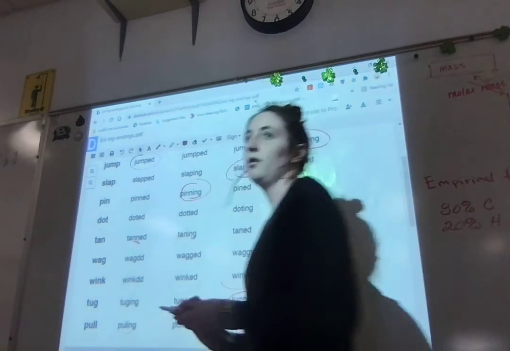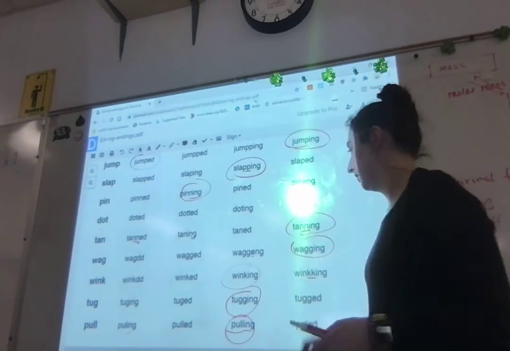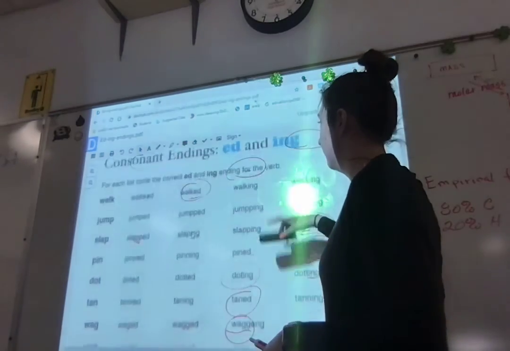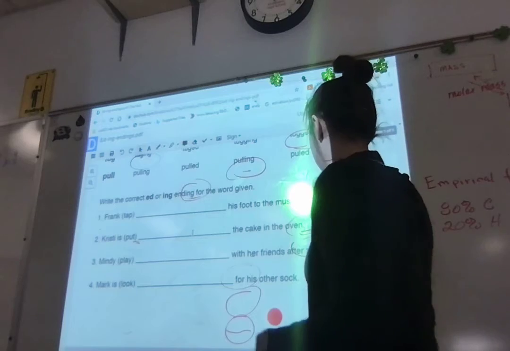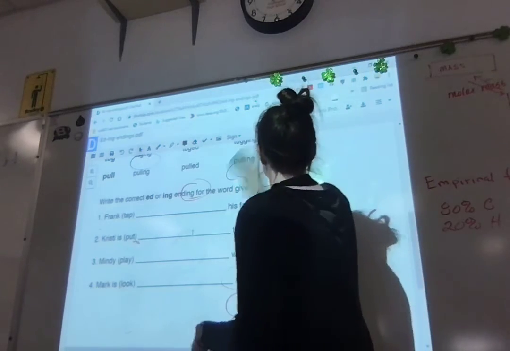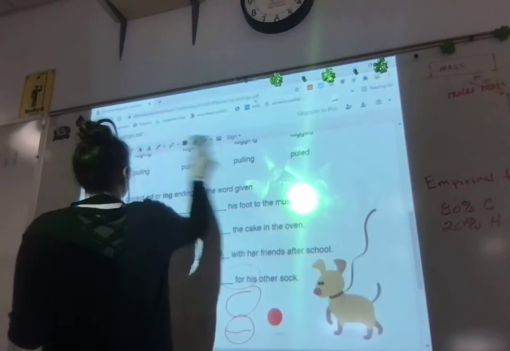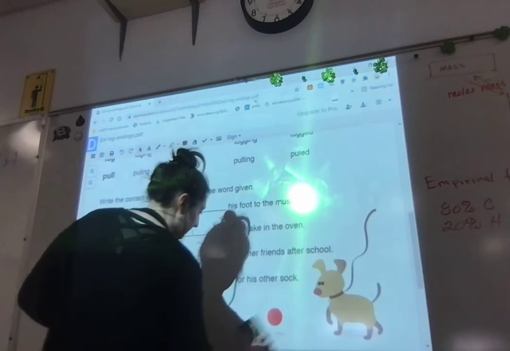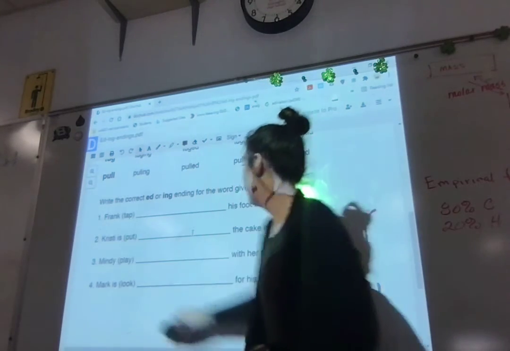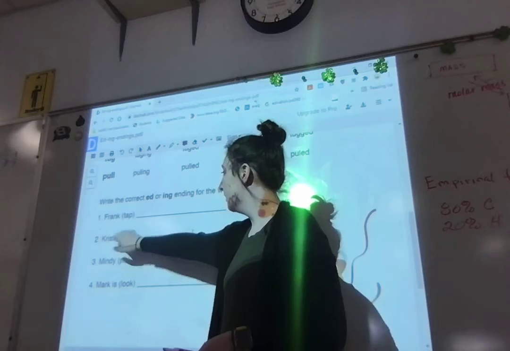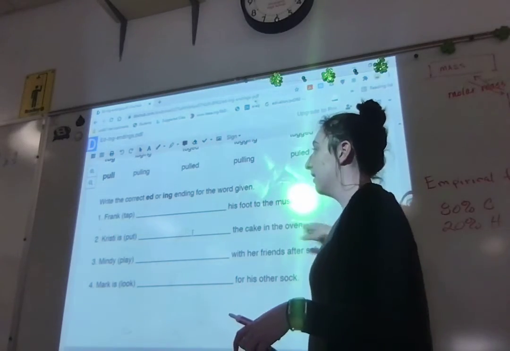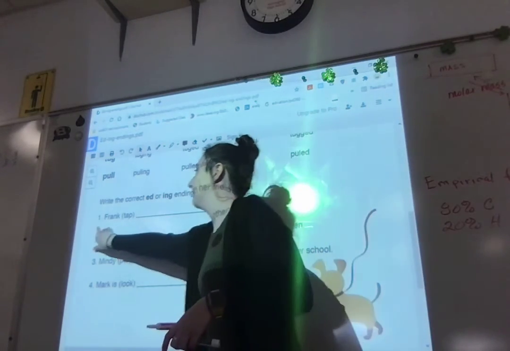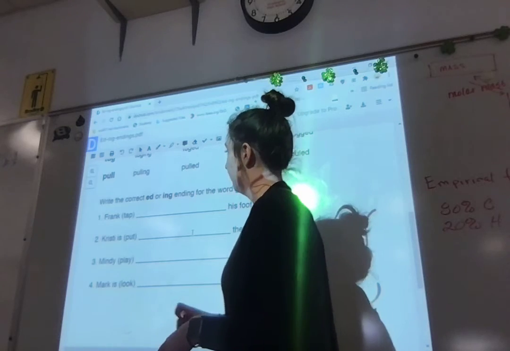Okay. Can you make that go down the other way? There. Okay, so now that we kind of have some practice with our endings, we have 4 sentences here. And there is a word. So we're going to read the sentence, and then we're going to decide what ending we need to put on it, okay? So, the first sentence.